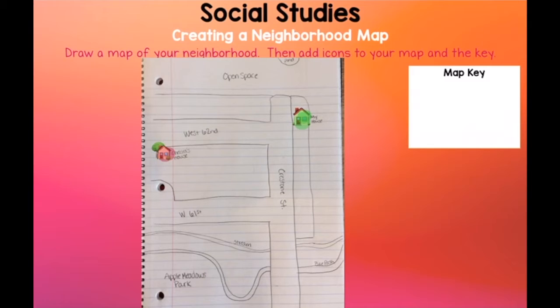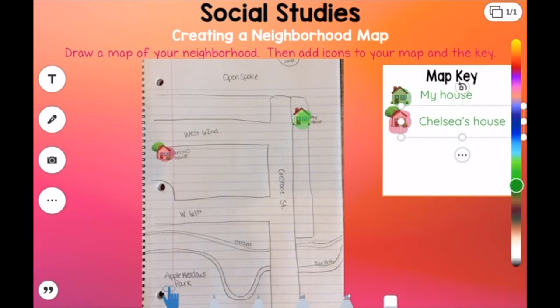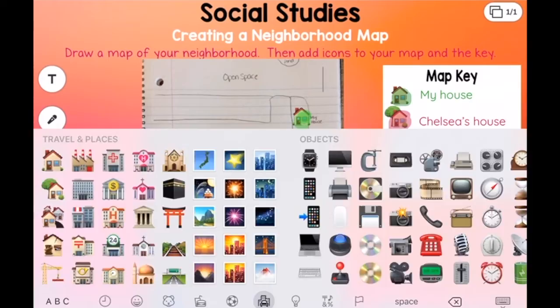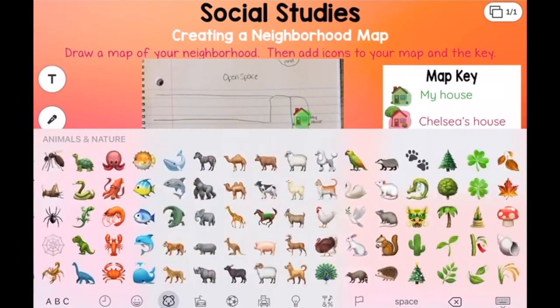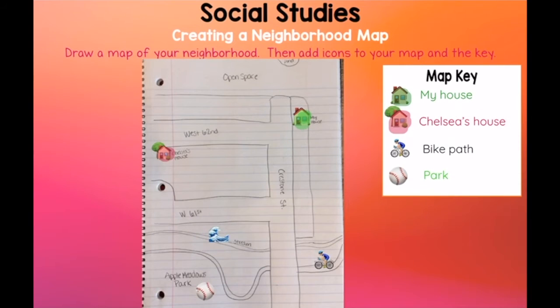Now I want to add those to the map key. So I'm going to duplicate those icons and then type out whose houses they are. Now I've added my house and Chelsea's house to the map key. I can continue using emojis to add details to my map. Then, if I would like, I can explain what those emojis mean on my map key. As you can see, I added the bike path and the park to my key.